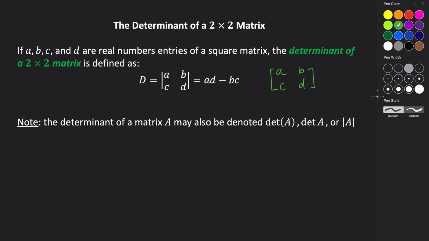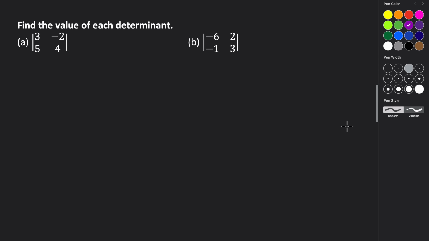So let's go ahead and take a look at some examples and try to find the determinant of these 2x2 matrices. So here we have some matrix. It's telling us to find its determinant. So to find the determinant, we first take the product of the two numbers on the first diagonal. So 3 times 4. And then we're going to subtract the product of the numbers along the other diagonal.